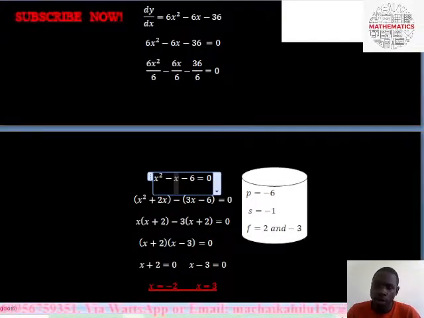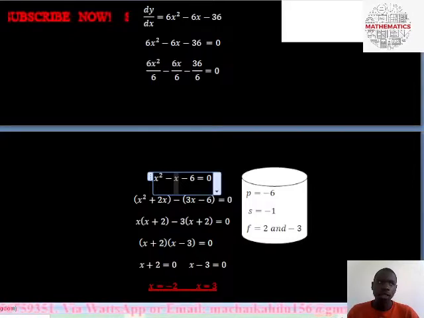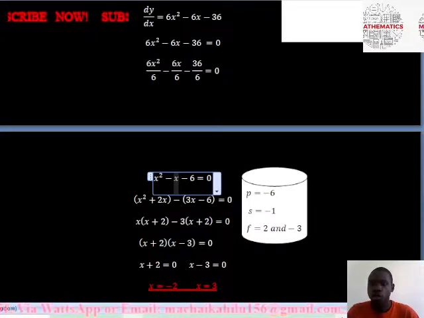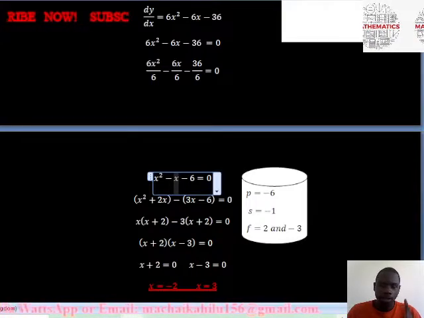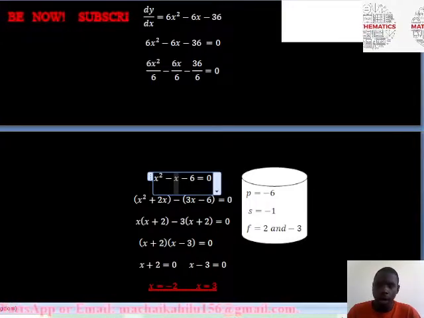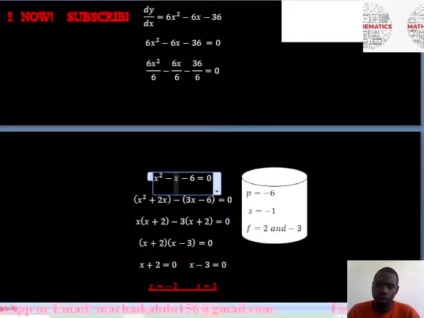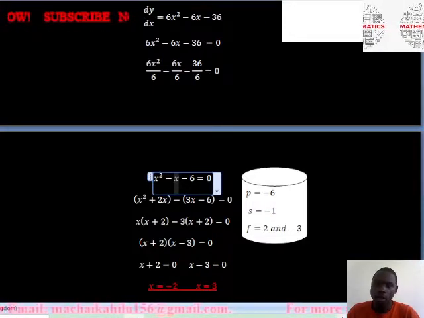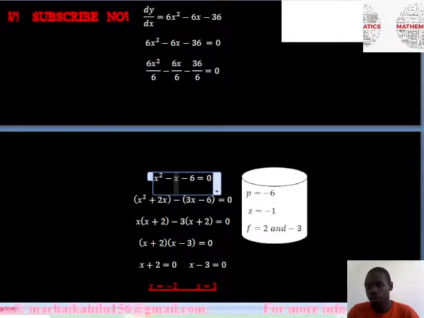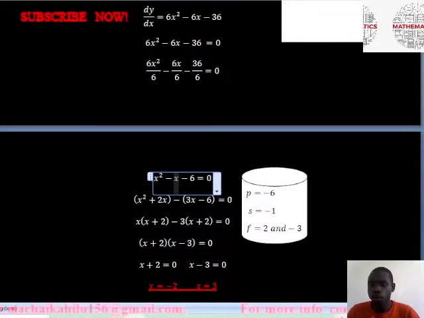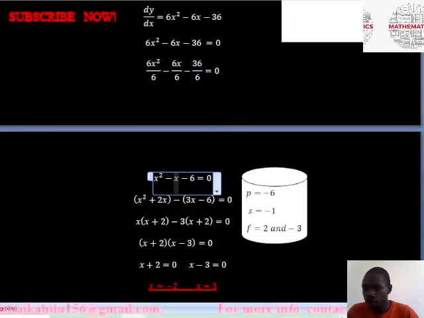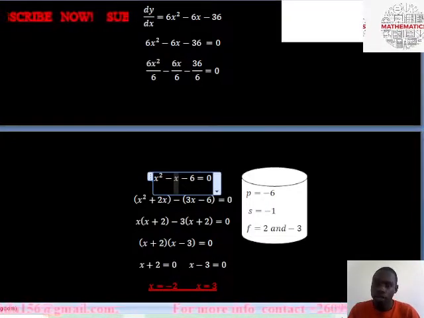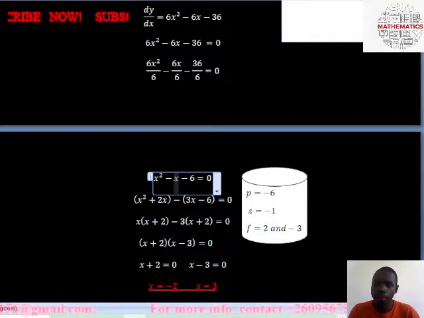So now what has remained is the factor. The factors are two numbers such that when I multiply them, they give me the product, and when I add them, they give me the sum. So what are those numbers? In this case, I can use 2 and negative 3, such that when I multiply 2 times negative 3, it will give me negative 6, which is my product, like you can see in this cylinder here.